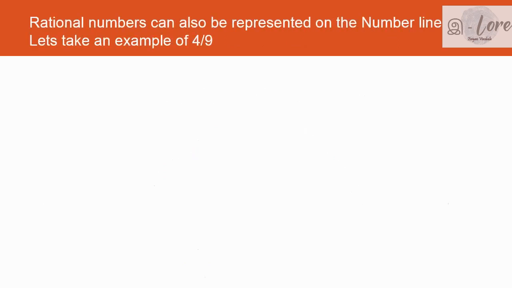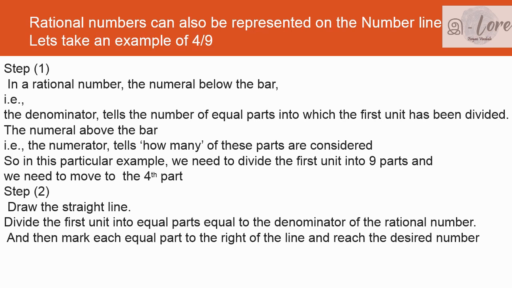So, for example, a rational number can also be represented on the number line. That example is the first step. In a rational number, the number below the bar, the denominator, tells the number of equal parts into which the first unit has been divided. The numeral above the bar, called the numerator, tells how many of these parts are considered. So in this particular example we need to divide the first unit into 9 parts because the denominator is 9, and we need to move to the fourth part because the numerator is 4.